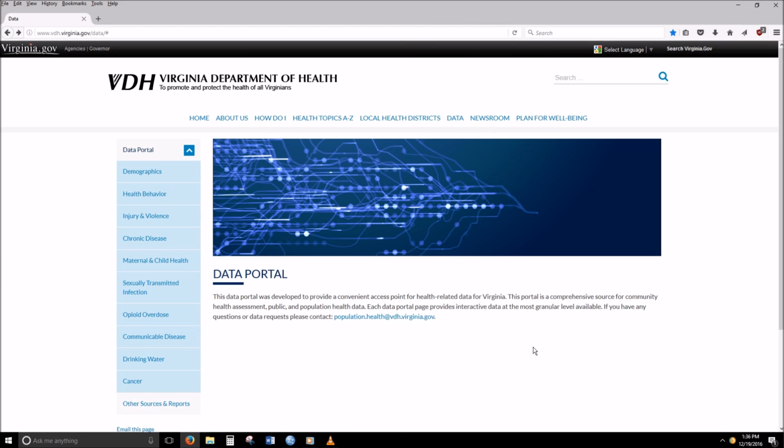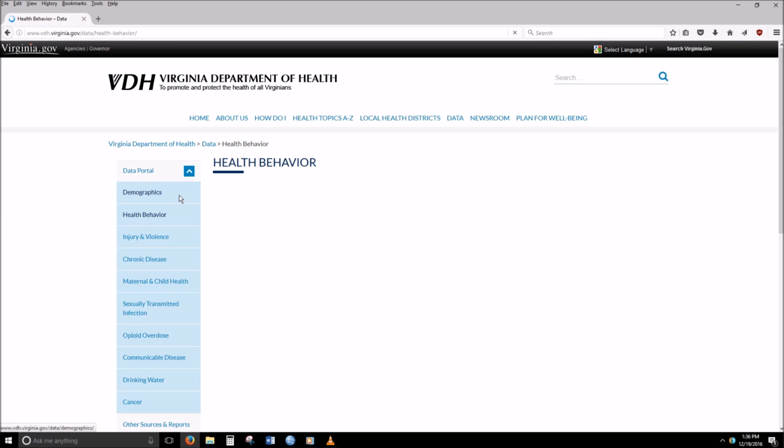This site was developed to provide a convenient access point for health-related data for the state of Virginia. The Data Portal is your comprehensive source for community health assessment, public, and population health data, providing interactive data at the most granular level available. The portal is currently in development and will continue to be updated over time, so be sure to check back periodically. Let's take a look at how you can easily find and interpret the health data you're looking for.